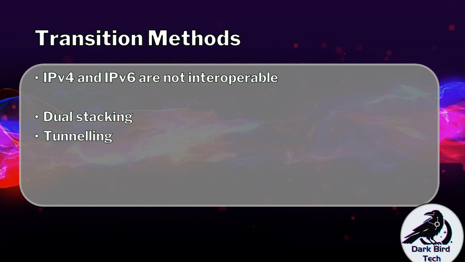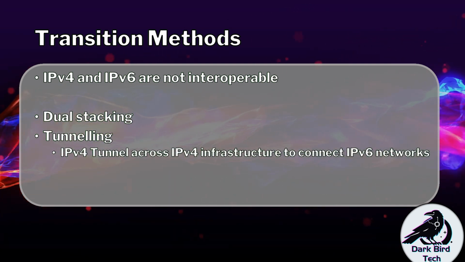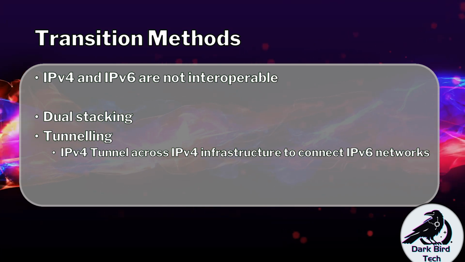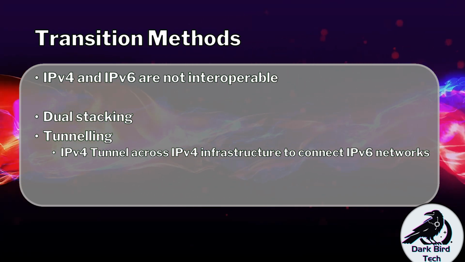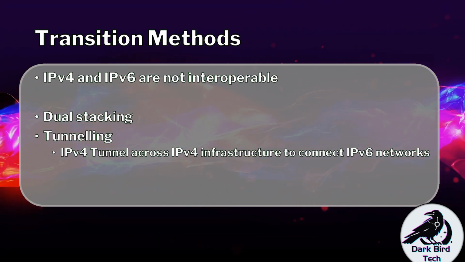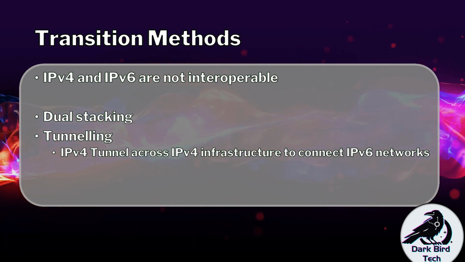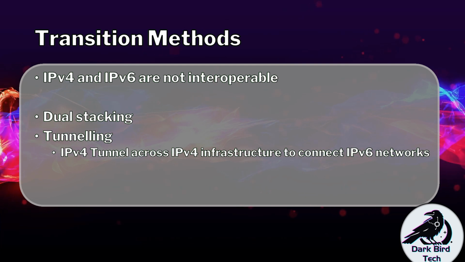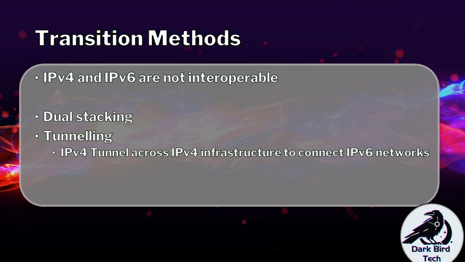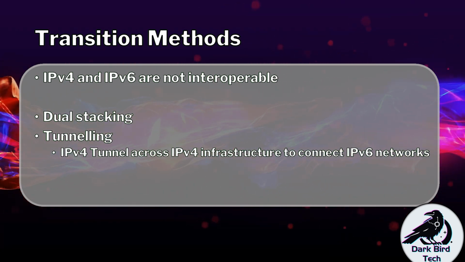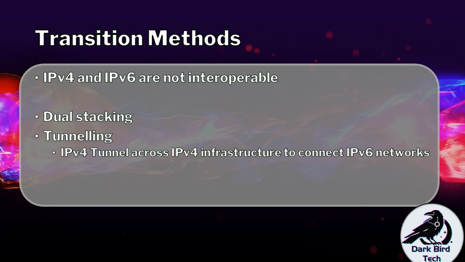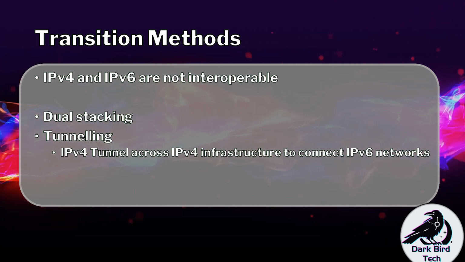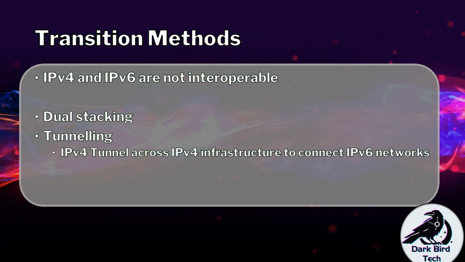Now, the idea of tunneling is I would run an IPv4 tunnel across IPv4 infrastructure connecting two IPv6 networks together. So maybe as an organization, I want to use IPv6 internally, but my service provider is still running IPv4. Cool. I set up my internet-connected routers at my two locations with IP version 4, and I set up an IPv4 tunnel between them. And then I send my IPv6 traffic through that tunnel.